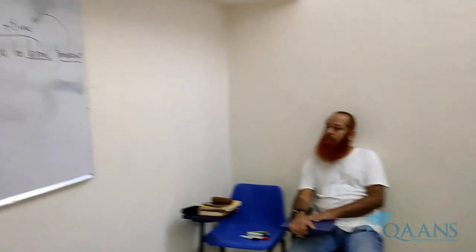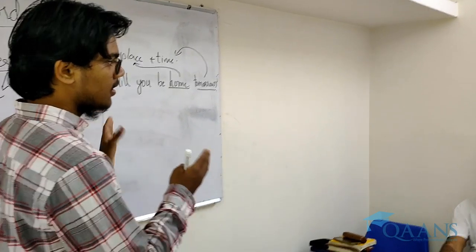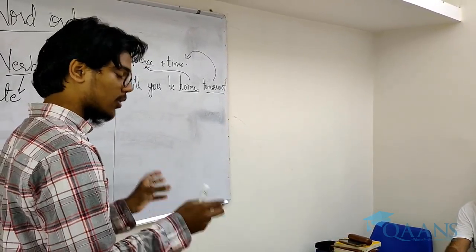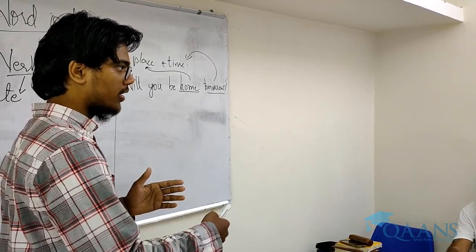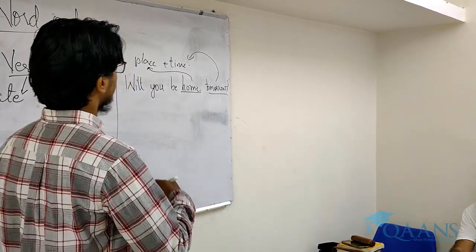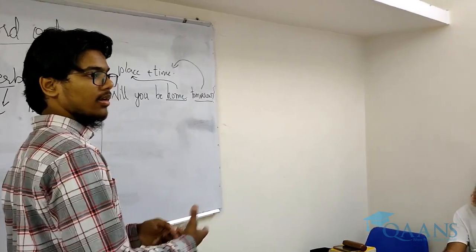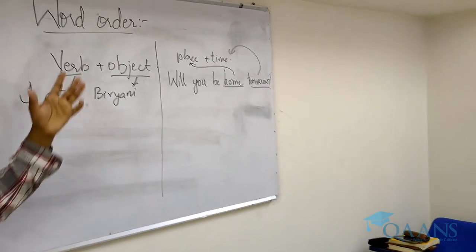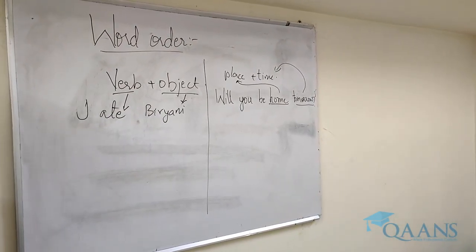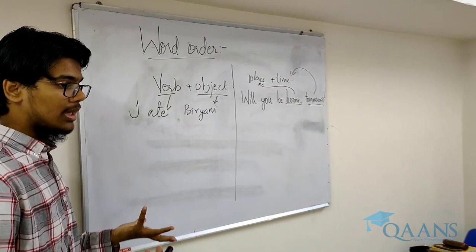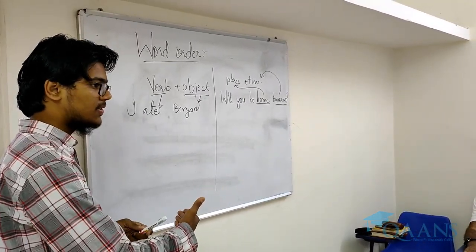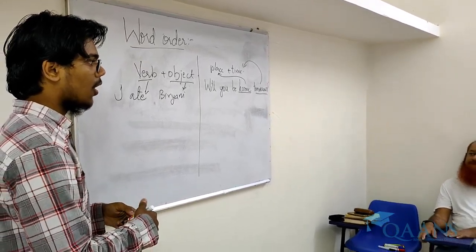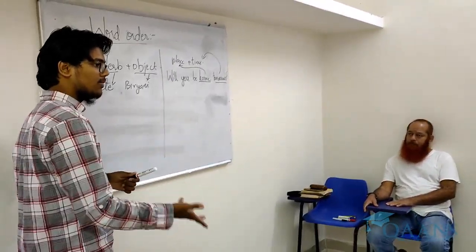So, I was explaining word order, which means what words are to be placed in what places or in what order in a sentence. So, in a sentence, we will be using verbs before objects.